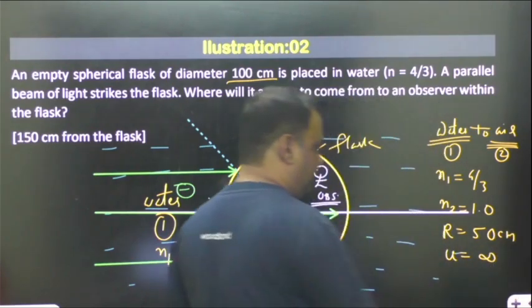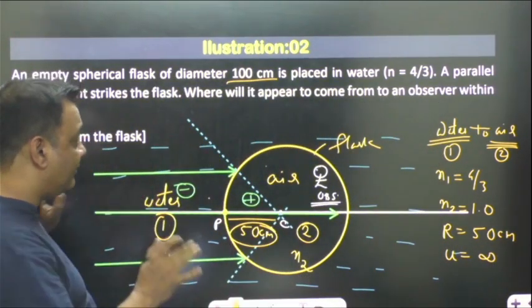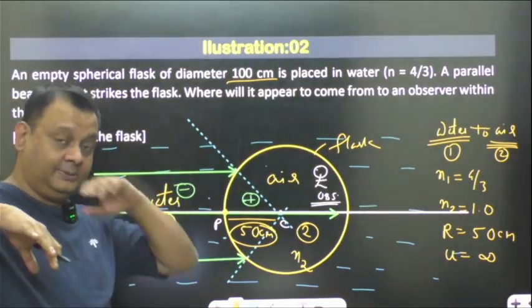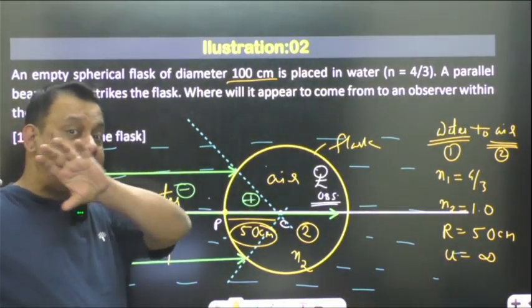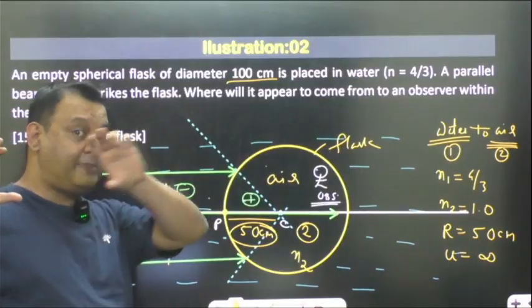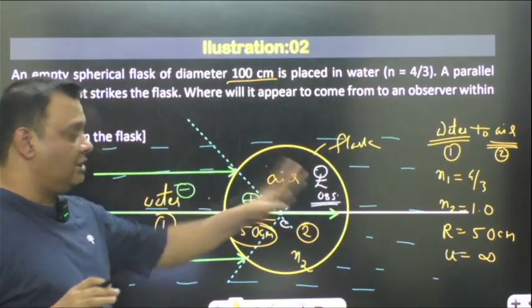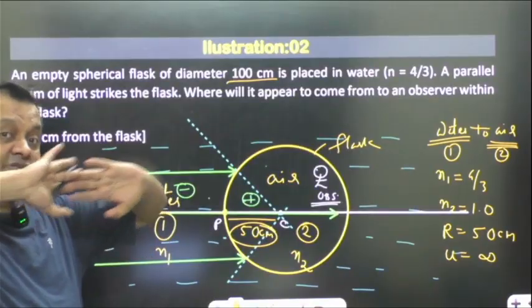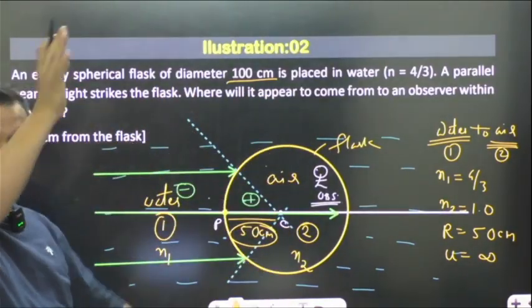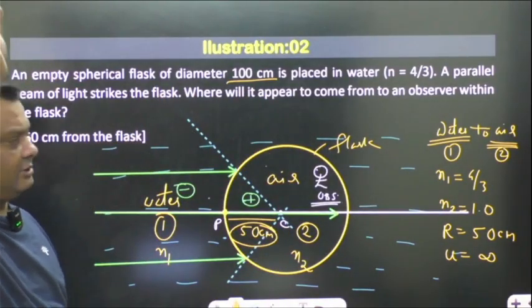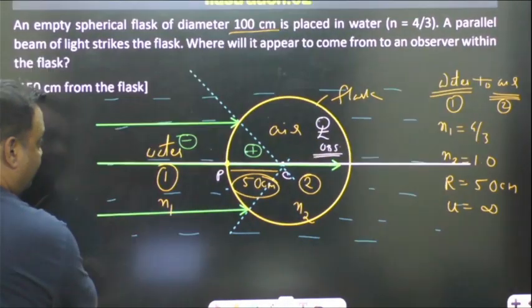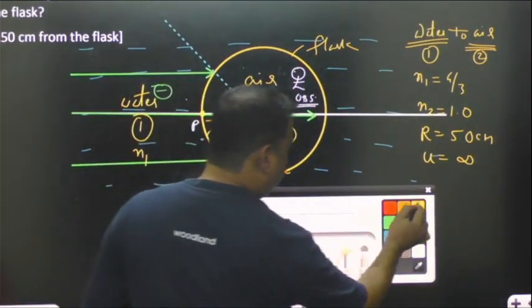What will be u? U is infinity. Remember, as I told you, whenever it is told that rays are coming parallel like this, u will be infinity. And if it is said in the problem that rays are emerging parallel, then v will be infinity. That means the final image will be formed at infinity. Got it?